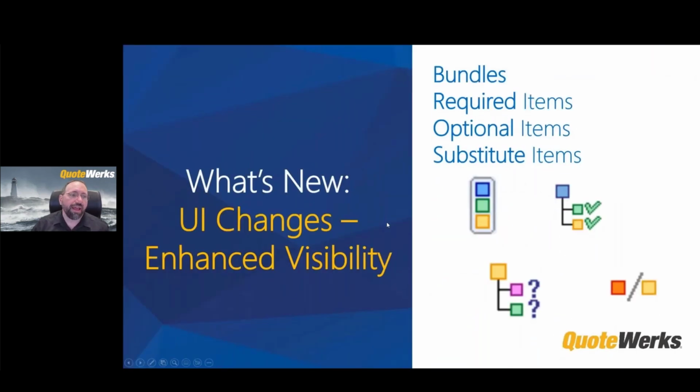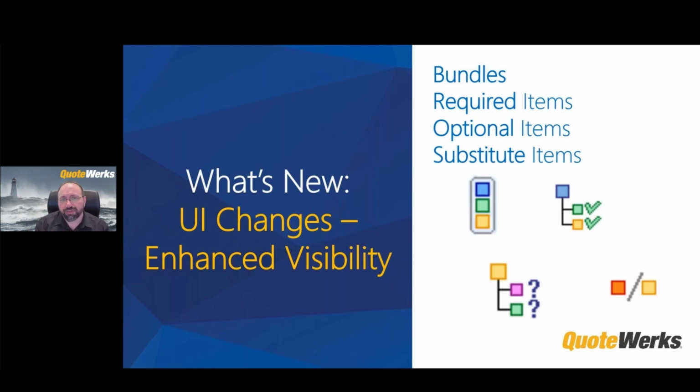All right. And then the other big thing that I think most people are excited about in this release would be the new UI changes with enhanced visibility. What does that mean? Well, that means if you use bundles, required items, optional items, or substitute items, you're going to be able to have more visibility. What that means is that when you click on one of those entities to use, you'll now be able to see everything that's in there.